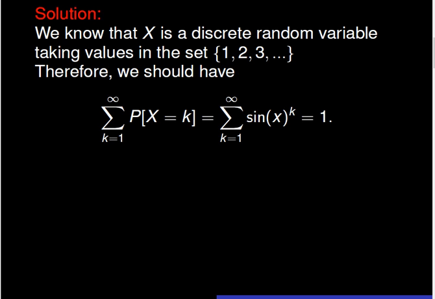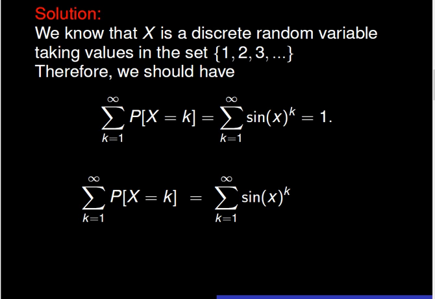We know that the sum of all probabilities should add up to 1. Then, the sum for k going from 1 to infinity of sin(x)^k should be equal to 1. The summation of the probability of X equals k, for k going from 1 to infinity, should be equal to the summation of sin(x)^k for k going from 1 to infinity.